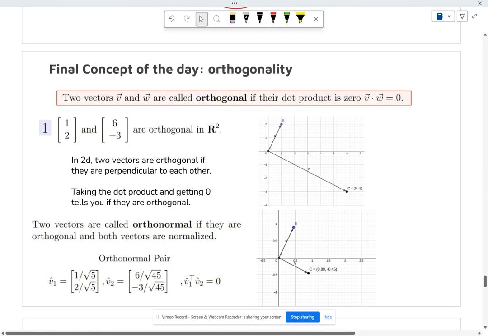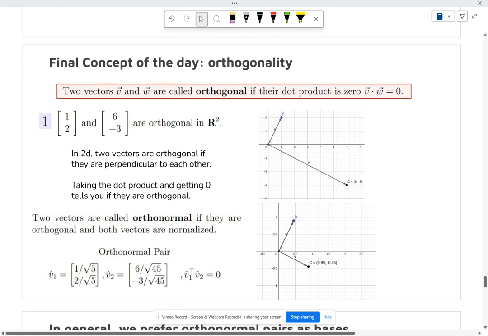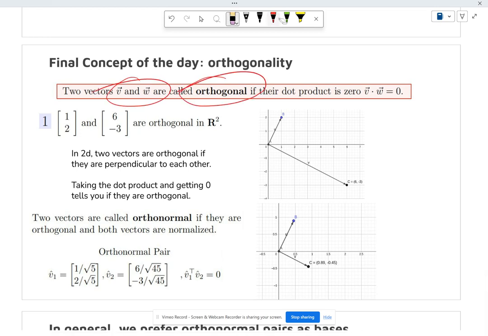So this is the final concept of the day. If we have two vectors, they're called orthogonal if their dot product is equal to 0. Okay? So if you have two of them, you're going to notice how they're orthogonal. If you dot these two vectors together, they're always going to be 0. So that is actually always true. So let's see.